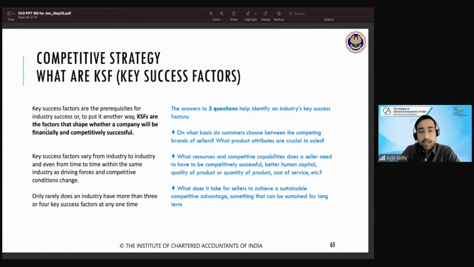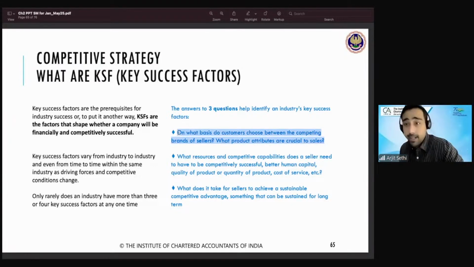KSFs are factors that shape whether a company will be financially and competitively successful. The answer to 3 questions help identify an industry's key success factors. Number 1, on what basis do consumers choose between competing brands and sellers? What product attributes are crucial to sales?